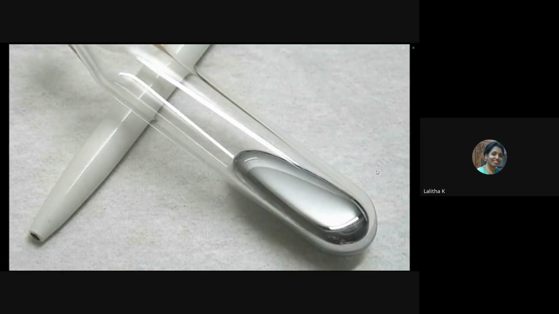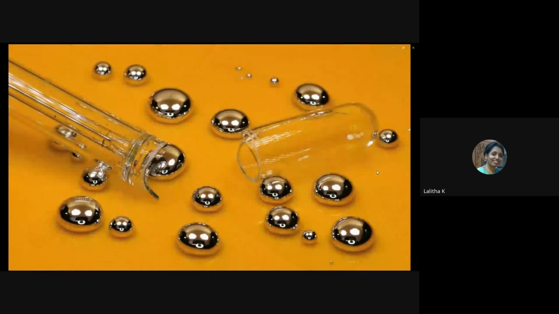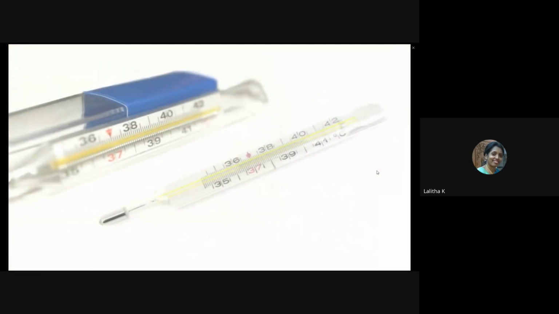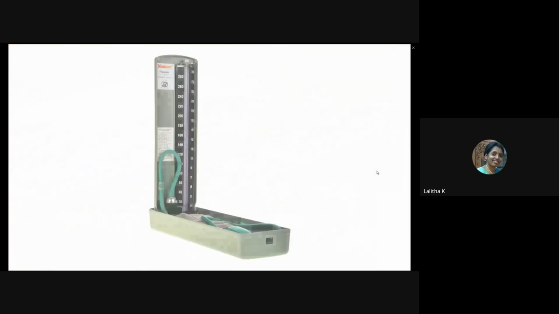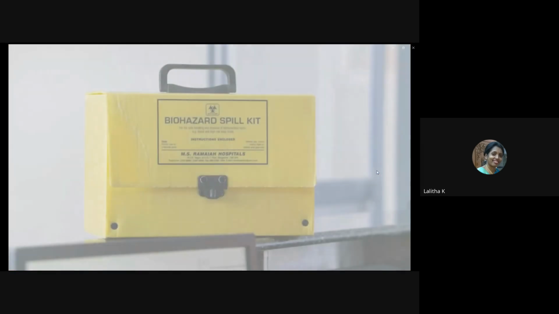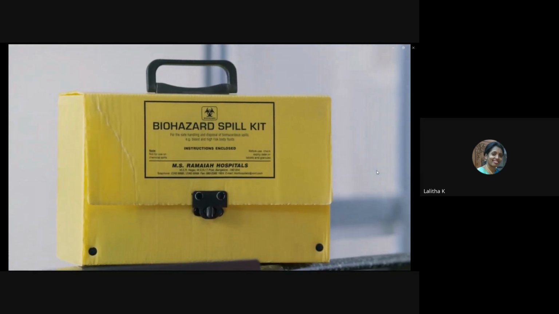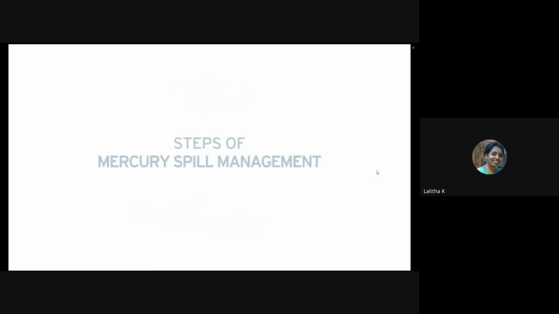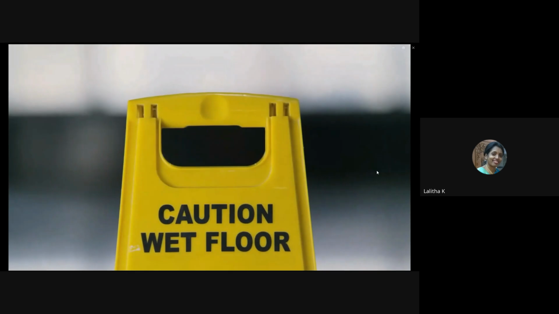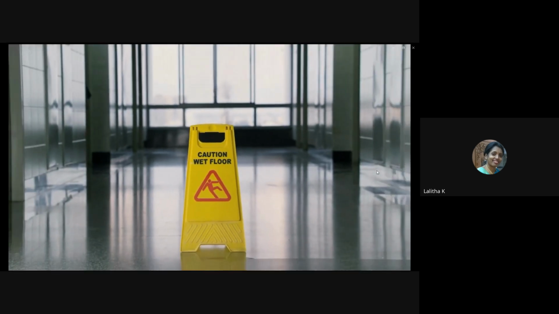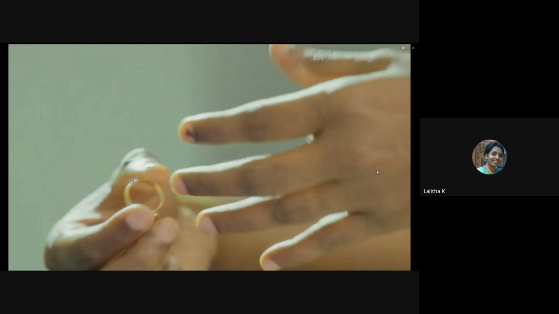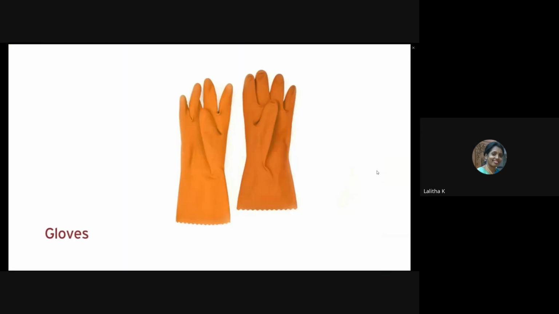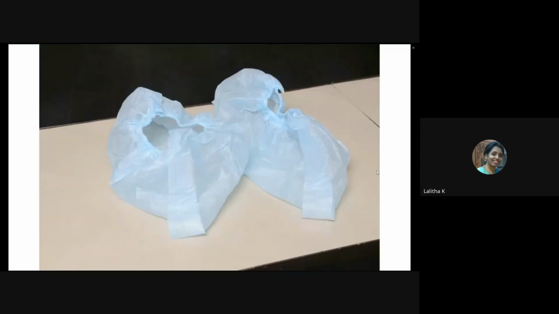Mercury, a heavy metal that vaporizes at high temperatures, is commonly used in medical instruments like thermometers and sphygmomanometers. Every nursing station must be equipped with a mercury spill kit to handle accidental mercury spills. In an event of mercury spill, follow these steps. Place a caution board and cordon the area. Remove all jewelry and wear the personal protective equipment like face mask, gloves, apron, and shoe covers.